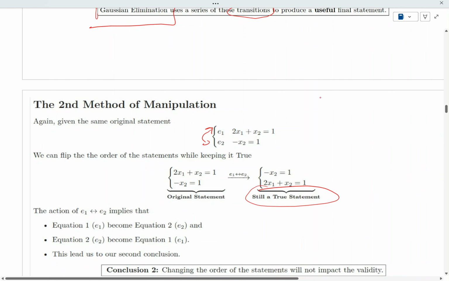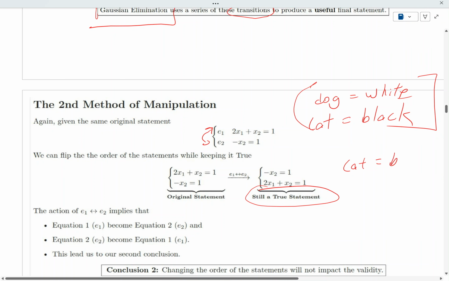So if you say dog is white and cat is black, now if you were to swap these two statements, cat is black, dog is white, right?